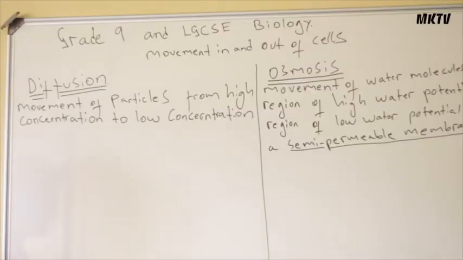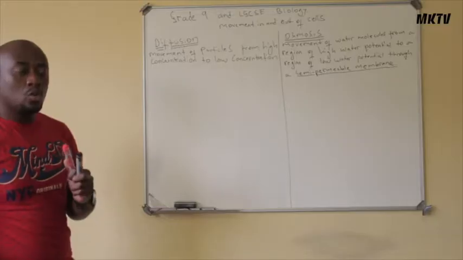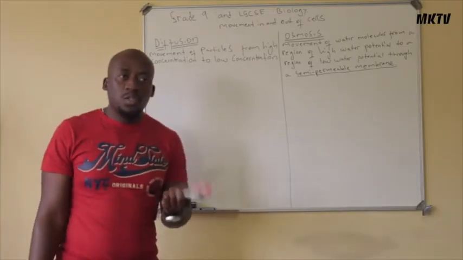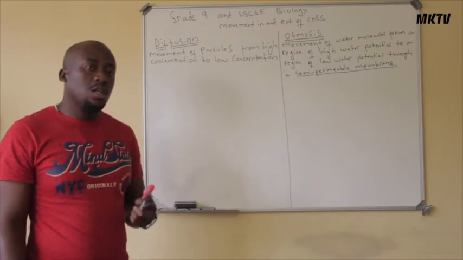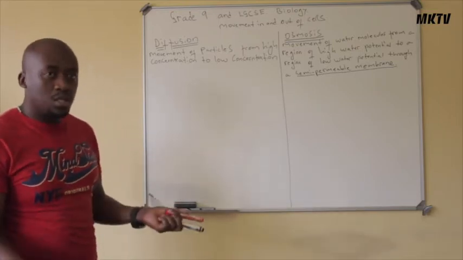So I would like to start with diffusion. The definition says diffusion is the movement of particles from a region of high concentration to a region of low concentration, down the concentration gradient. Now, diffusion can be demonstrated in some ways.